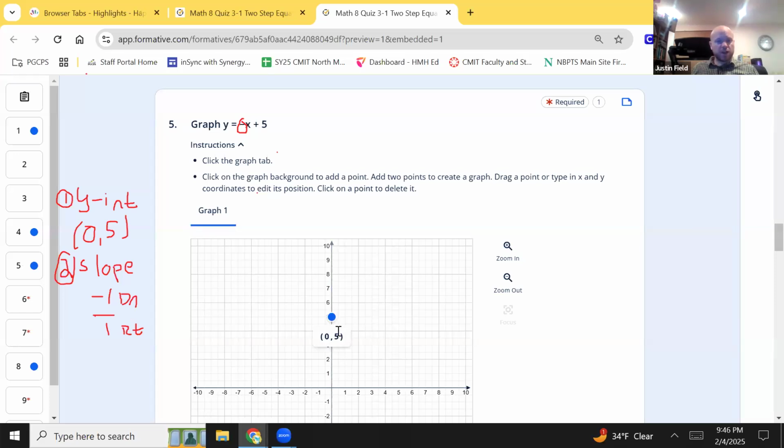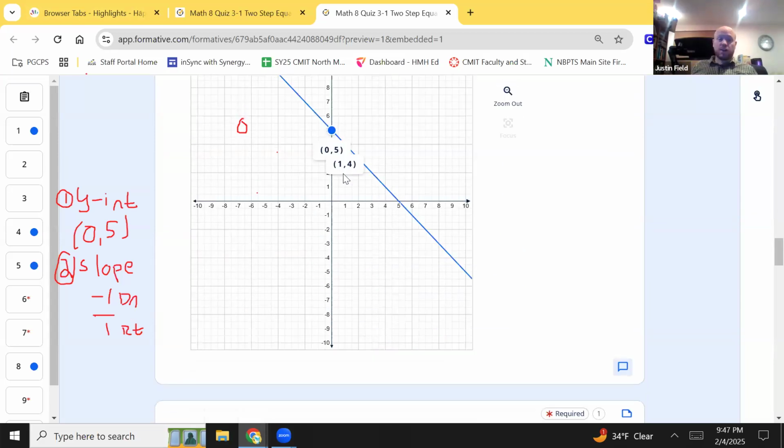I don't need to zoom in or out here. If I go over 1, I've got to go down 1. So down from 5 to 4, and then right 1. So you can see I have a point at 0, 5 and a point at 1, 4. So that's down 1, right 1. And that is the line. Any questions? So we plot the y-intercept and we use the slope to get the second point.